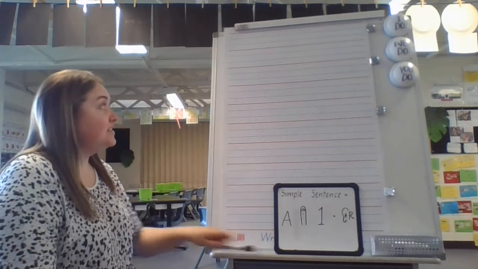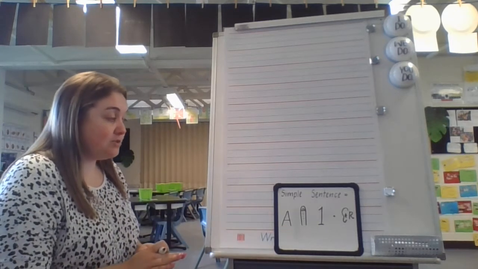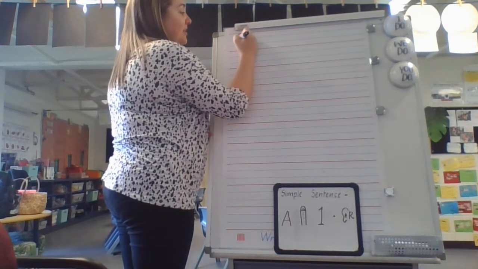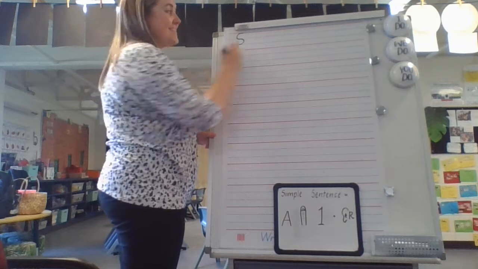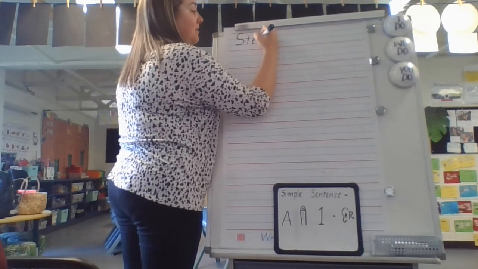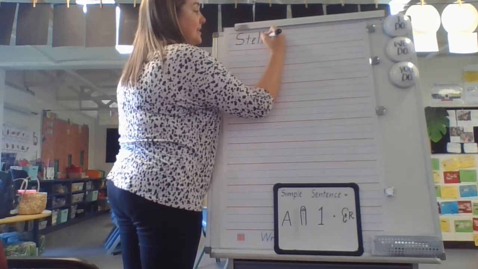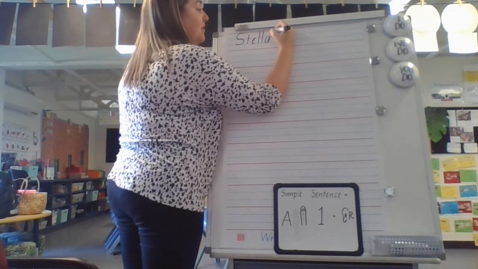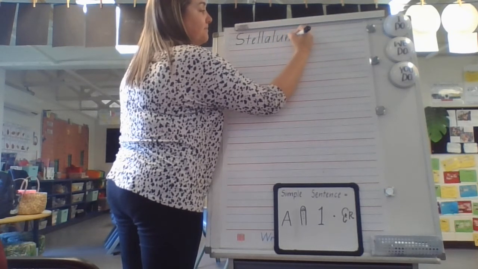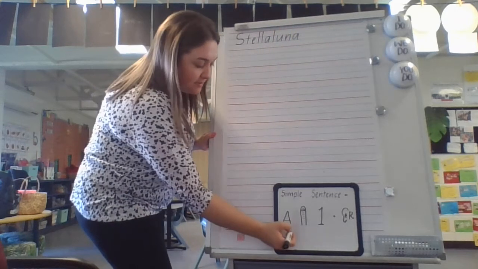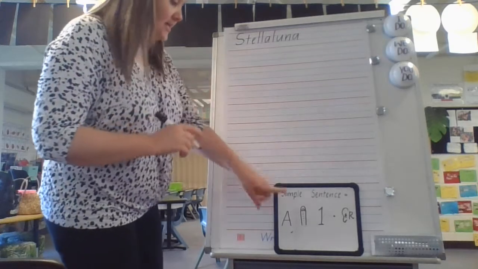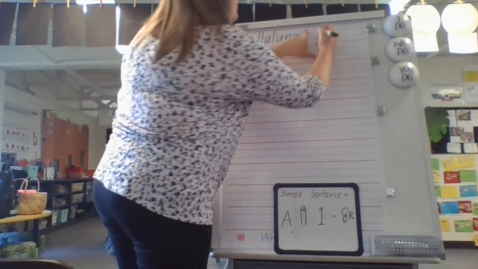I'm going to start using my writing chart. The first thing I need is a capital letter. Stellaluna is the first word. Stellaluna has a capital letter. S, T, E, L, Stella, Luna. Stellaluna has a capital letter. I'll give it a tick.